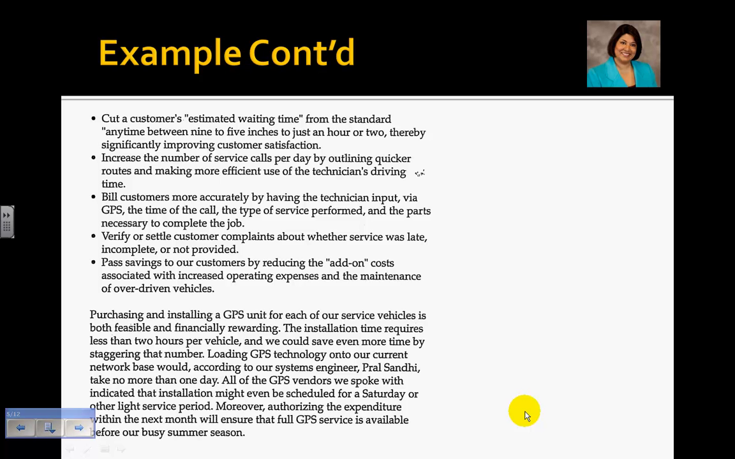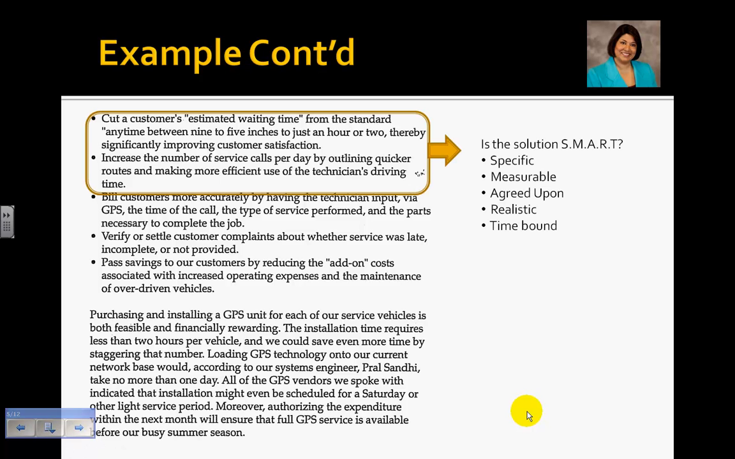Now here is the example continued, and you'll notice that the bullet points do start to address the solution being SMART. The whole SMART piece does not have to be included in one sentence, but you should be able to identify each of the points. So first, specific. The solution is very specific. It goes point by point through the rationale and why the solution is the one for this company.